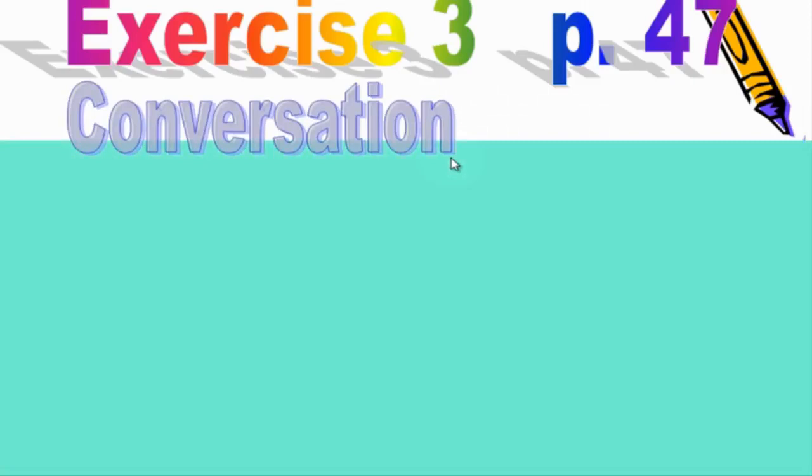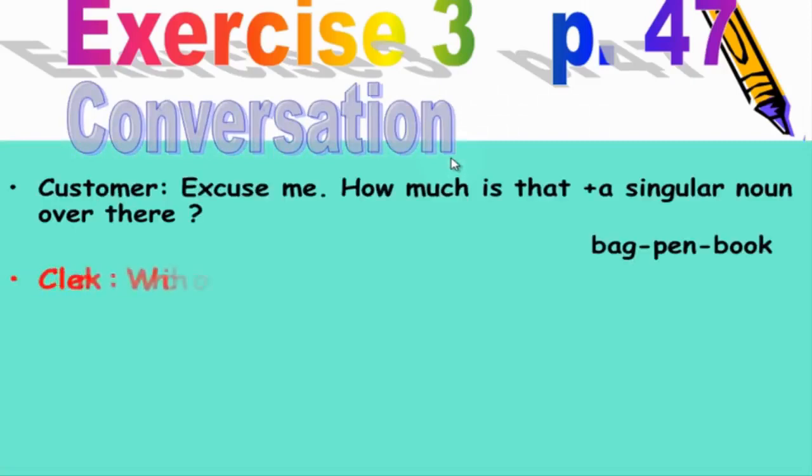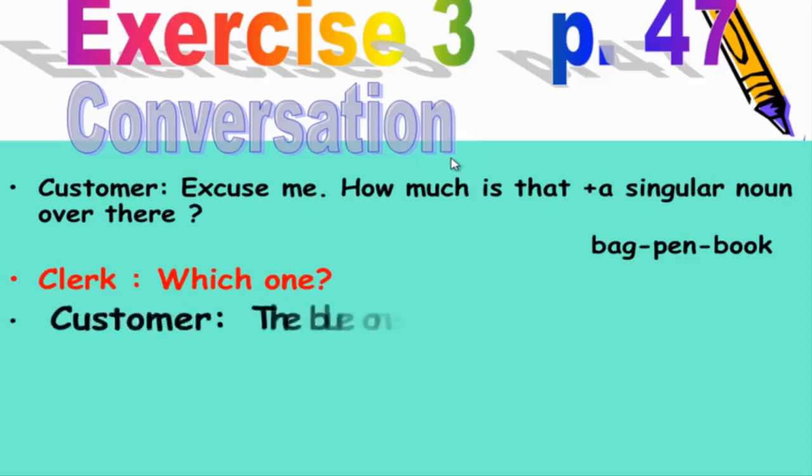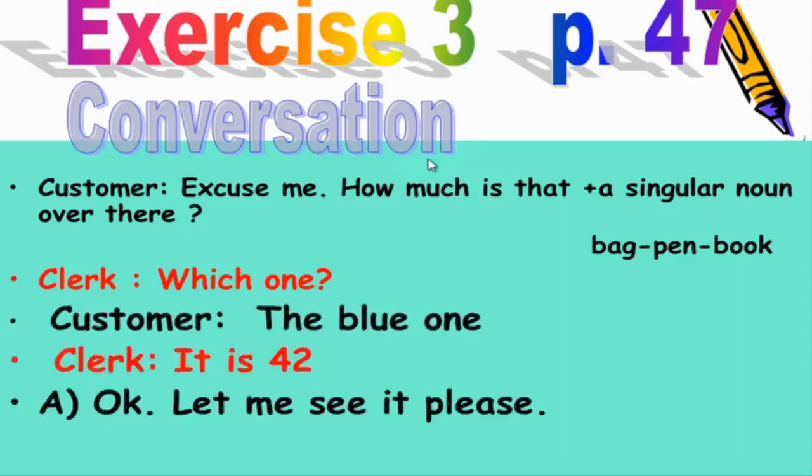Exercise 3, page 47. Conversation. It's a conversation between a customer and a clerk. Customer: Excuse me, how much is that? That plus a singular noun. How much is that bag over there? How much is that pen over there? How much is that book over there? So that plus a singular noun: bag, pen, book. Which one? The blue one. It's $42.